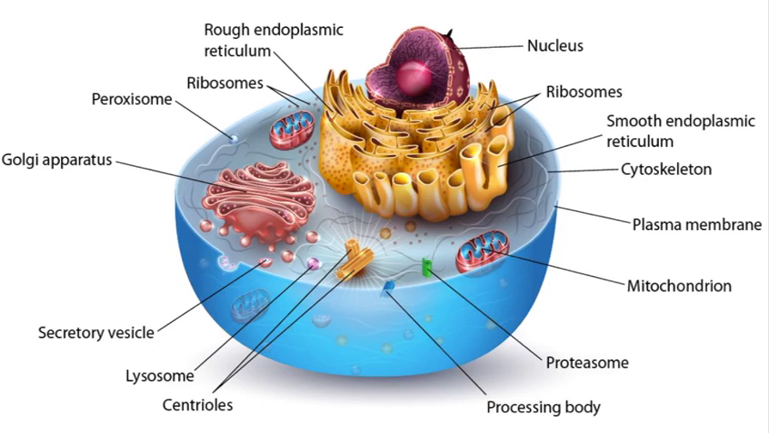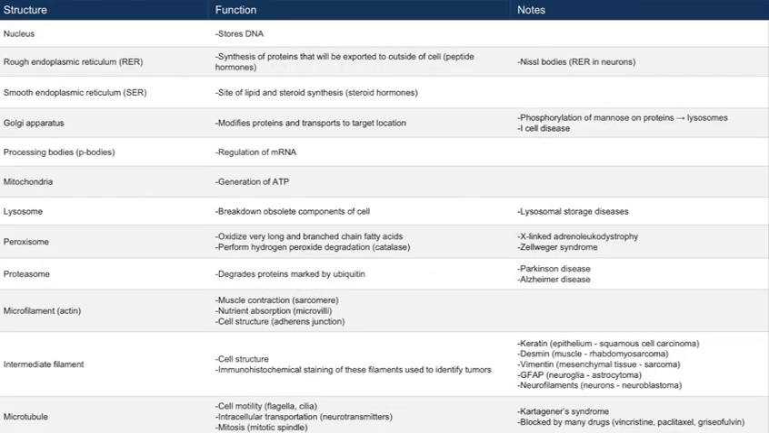Notice from the figure that there are many organelles, such as the nucleus, the rough endoplasmic reticulum, and others. This is a table of many important structures of a cell which can be found in Section 2 of Cellular Biology. Notice that the table also includes some of the key functions, as well as clinically relevant information shown in the notes column right here. Let's go through it together now.